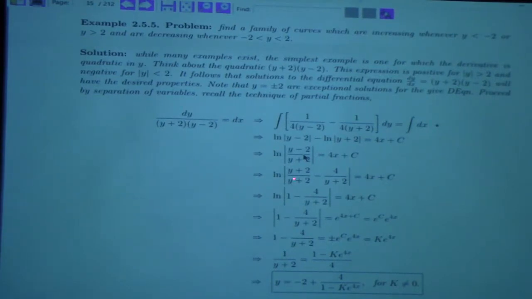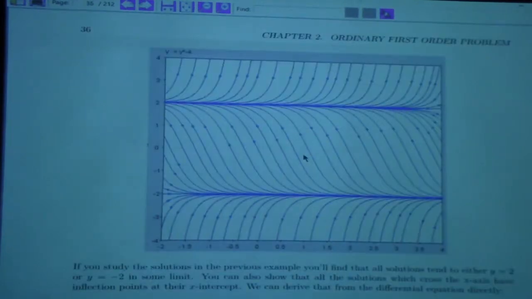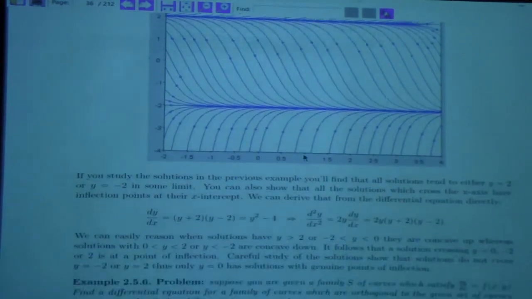Anyway, integrate. Algebra, algebra, algebra. Explicit solution, there it is. And since I like you guys, I even made a plot of it. As you can see, the solutions do have what I wanted, which is increasing below and above plus or minus 2, and decreasing between those, just like I planned.